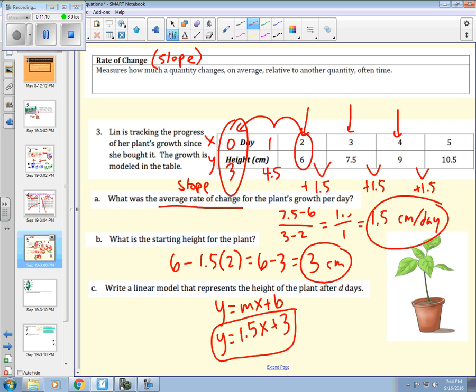And I suppose it says D days here, so if we want to use D instead of X, we could do that. So now if you put any amount of days in for D, you could figure out how big this plant's going to be.